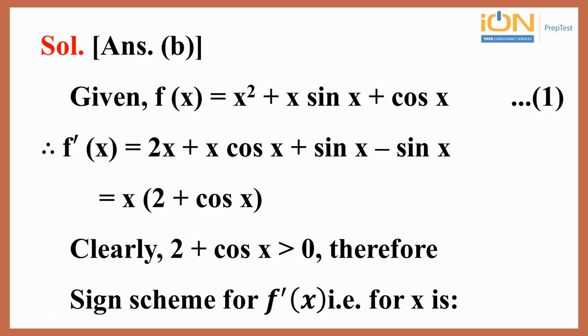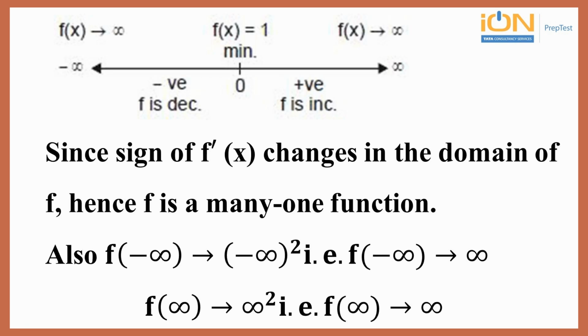Given f of x is equal to x square plus x sin x plus cos x, f dash of x is equal to 2x plus x cos x plus sin x minus sin x, that is equal to x into (2 plus cos x). Clearly, 2 plus cos x is a positive quantity because cos x lies between minus 1 and 1. And now the sign pattern of f dash of x depends only on x. F dash of x is negative up to 0 and positive from 0 onwards. So f dash of x changes sign in the domain of f, and it's clearly a many to one function, so it cannot be a 1-1 function, as you can see.